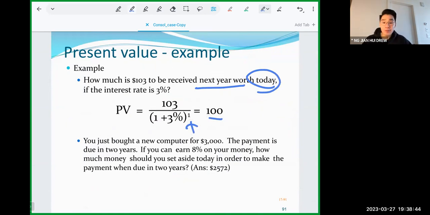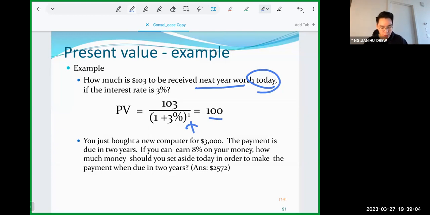But don't worry, we do not actually need to remember this formula. There are, I think, 2 or 3 formulas that we need to remember, and I'll highlight them to you. But for present value, we can use Excel to do it as well. And in the next question, I'll show you how to do it. But let's read the question.